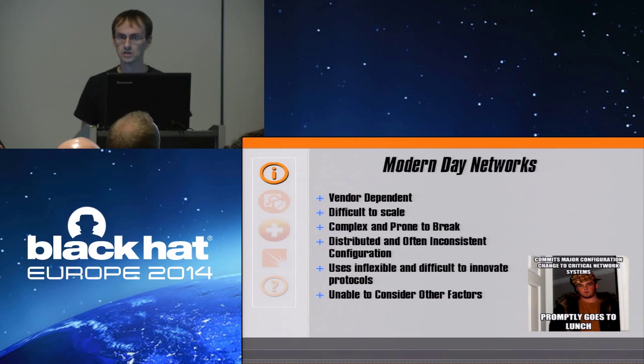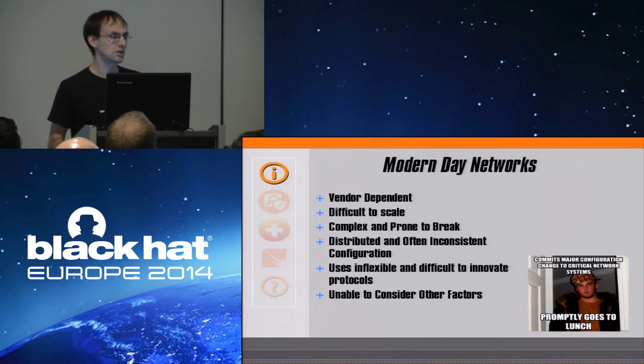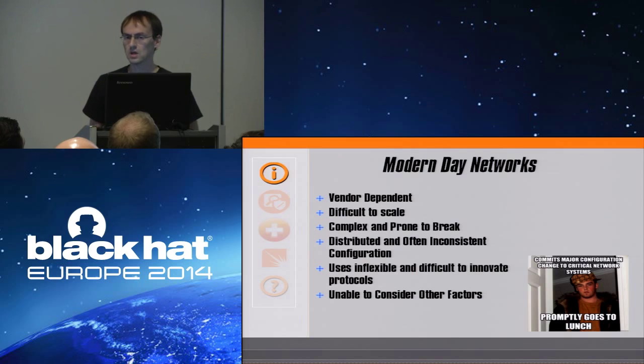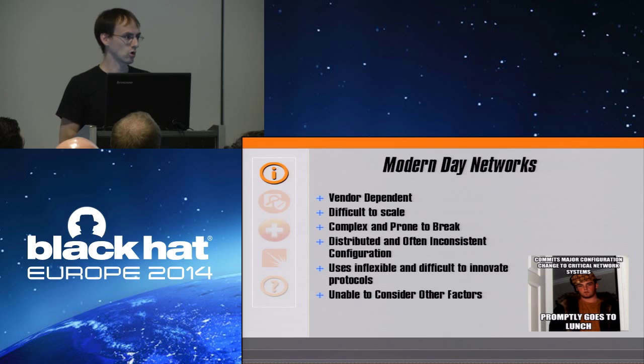Right? You have a very distributed configuration. Each device has its own unique configuration and its own view of that network. And there's an inconsistency that creeps in because we make errors. We make mistakes. Okay? And these boxes, they use inflexible protocols. We are using what is given to us. And they're difficult to innovate because they're shared and we can't just make changes to these things. We don't develop them. We don't produce them. We can't just make changes that we might need in the protocols.